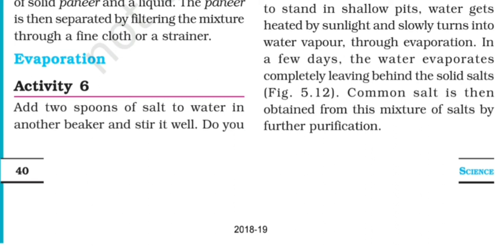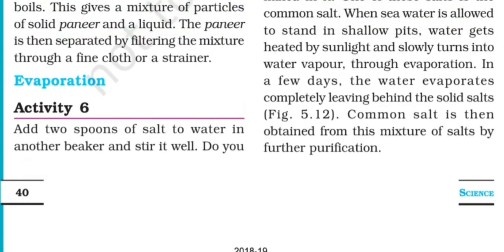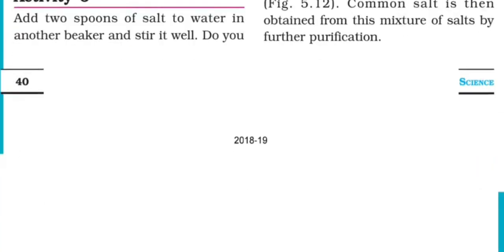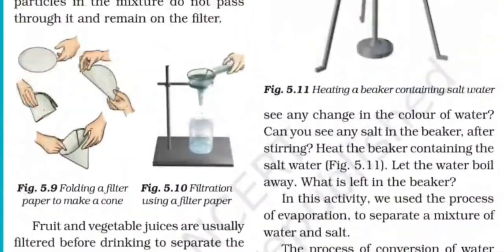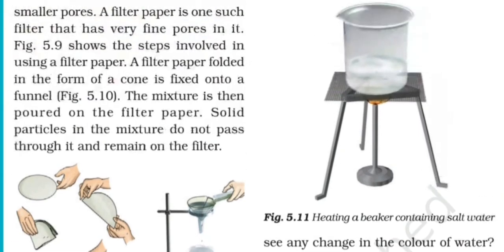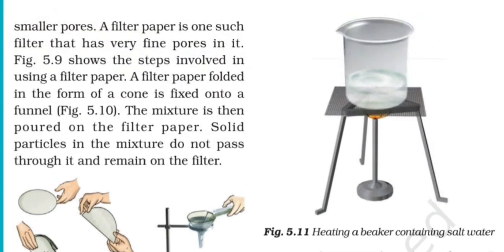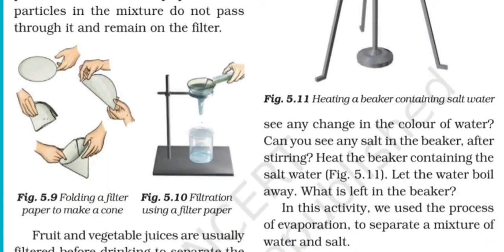See activity 6. Add 2 spoons of salt to water in a beaker and stir it well. Do you see any change in the color of the water? See, heating a beaker containing salt water. Here salt is taken as an example in figure 5.11. You can see a funnel, and a beaker in which the liquid is boiled and the salt is there. Can you see any salt in the beaker?